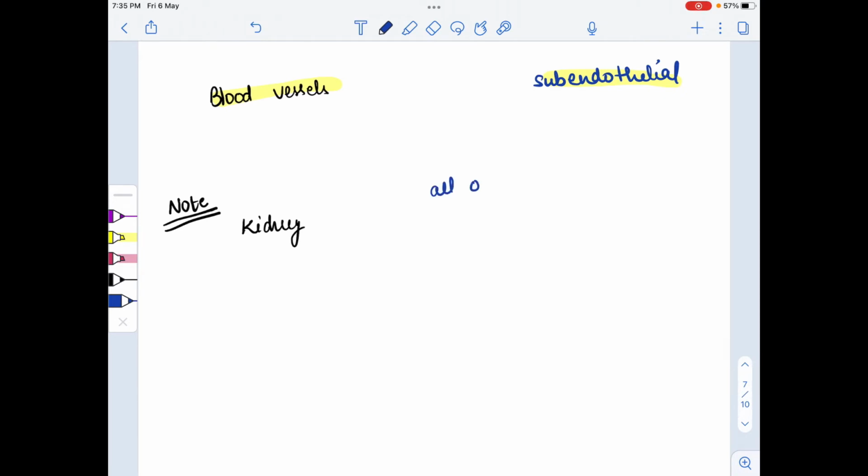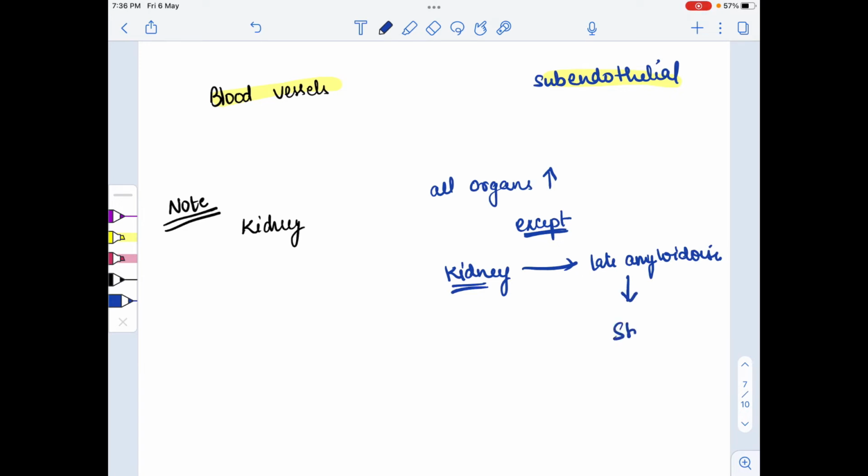So all organs increase in size. As I already told you, whenever there is deposition of amyloid, all organs show an increase in their particular size. But we have one exception, and that exception is the kidney. In the start there is also an increase in size in the kidney, but in the late amyloidosis we see shrinkage.